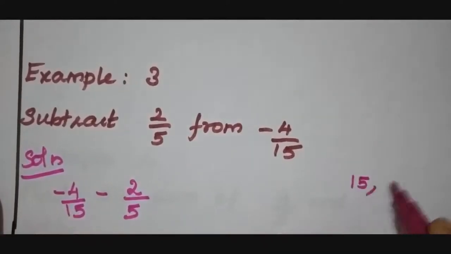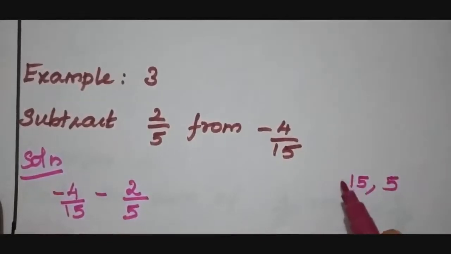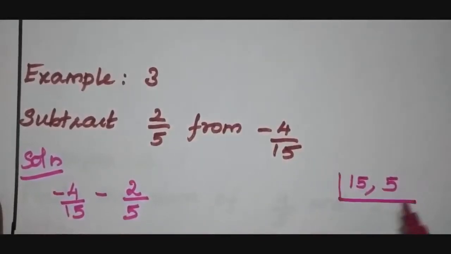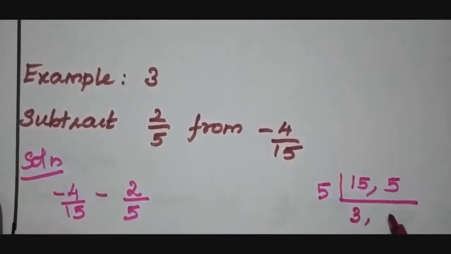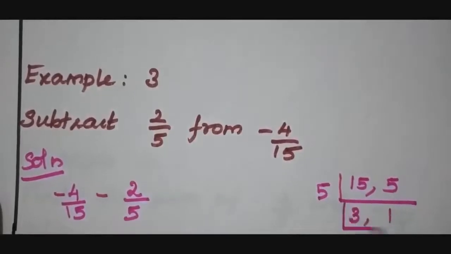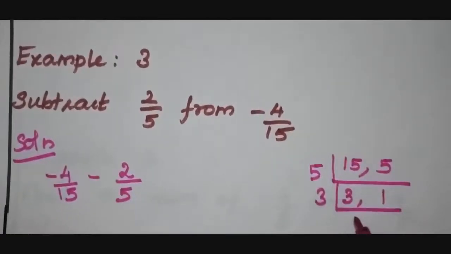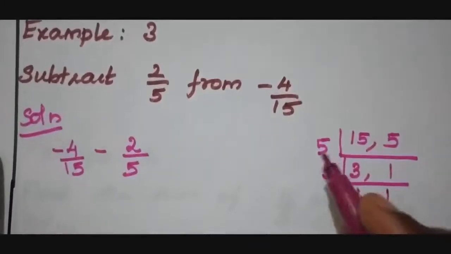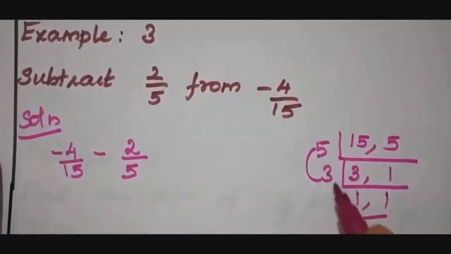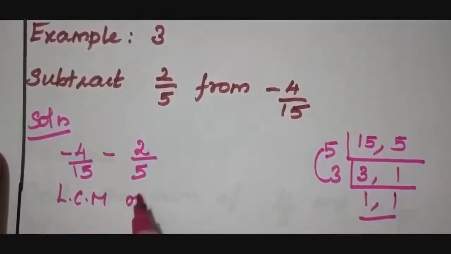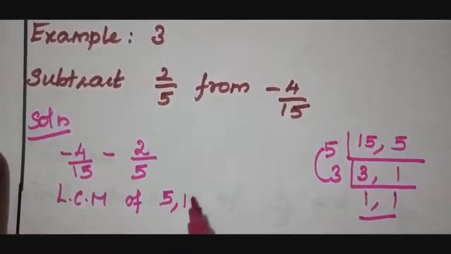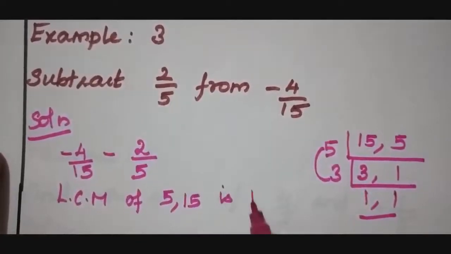LCM of 15, 5. These are the answers of 5 tables. 5 3s are 15 and 1 5 is 5. Again 3 table, 1 3 is 3 and 1. So yeah, LCM is 5 3s are 15. So you write here LCM of 5, 15 is 15.